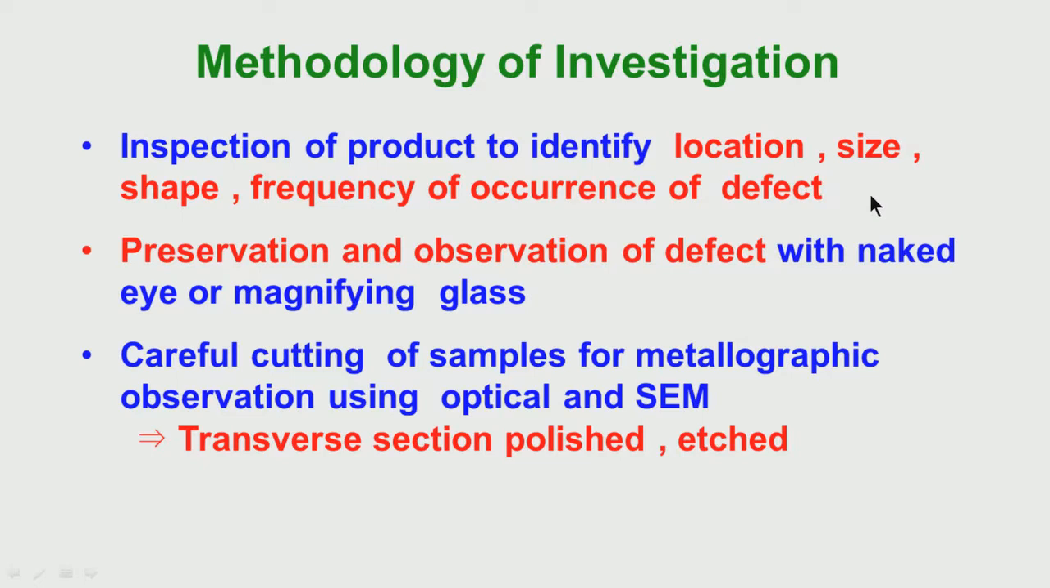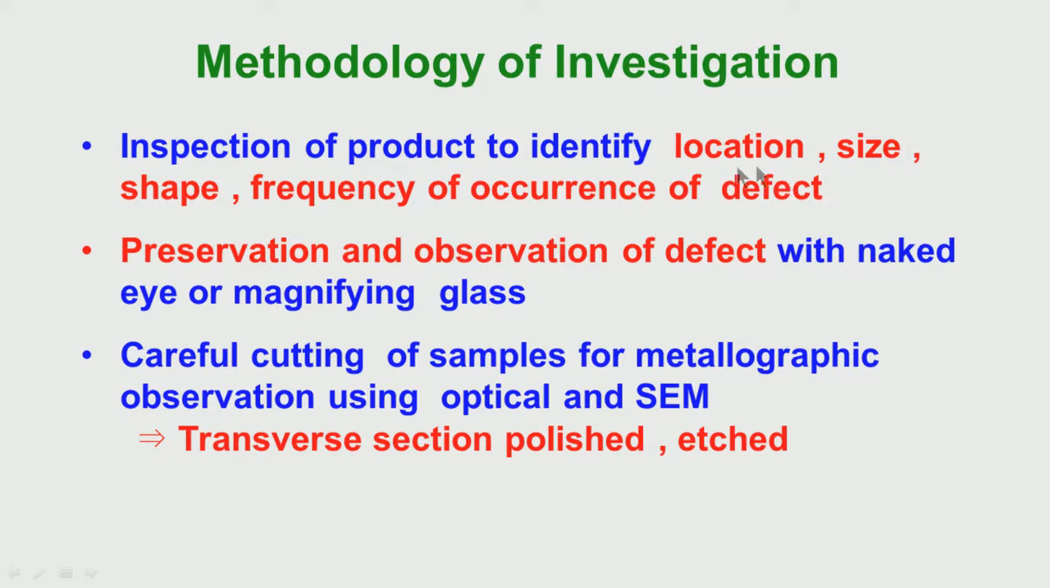One defect might be randomly located, there is no typical frequency of occurrence, but certain defects normally occur with a pattern, like in a cast product, let us talk about oscillation marks. There is a standard frequency of occurrence, that is not random, but I have mentioned earlier that by itself is not a defect. But if the oscillation marks are deep, then they constitute a defect. So this frequency of occurrence of defect is very important.